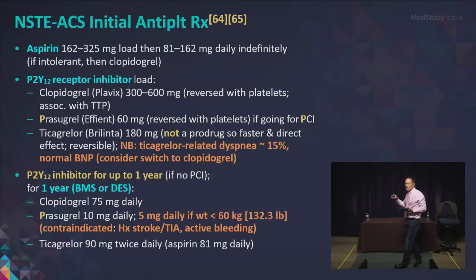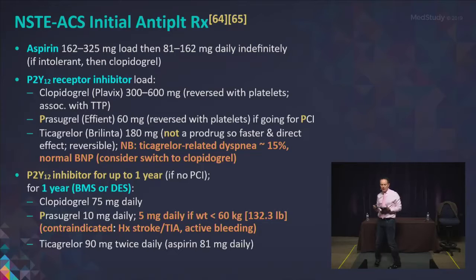Also, remember your antiplatelet therapy for these individuals. You should be doing aspirin. You should be doing the P2Y12 receptor inhibitor. And that should be continued. If they're coming in with an ACS, they are on dual antiplatelet therapy for at least 1 year.